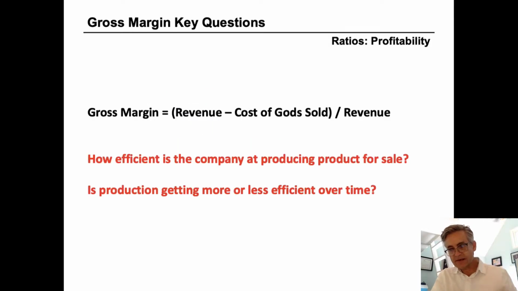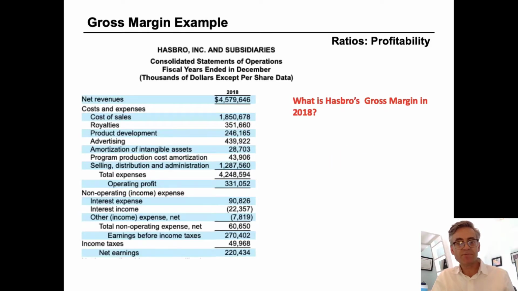An analysis of gross margin can help us answer two fundamental questions about any company. First, how efficient is the company at producing product for sale? And two, is production getting more or less efficient over time? So let's look at an example using Hasbro.